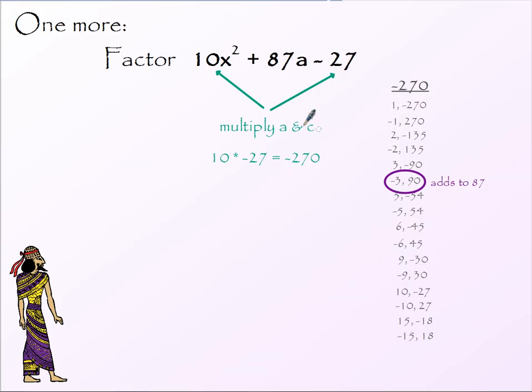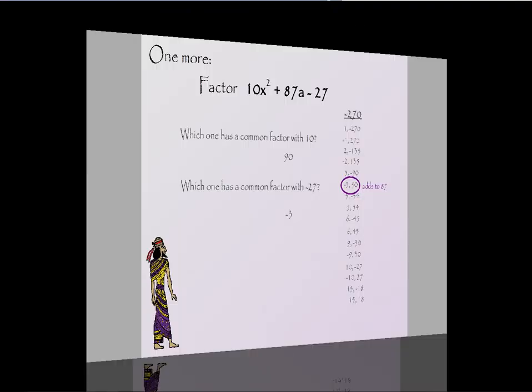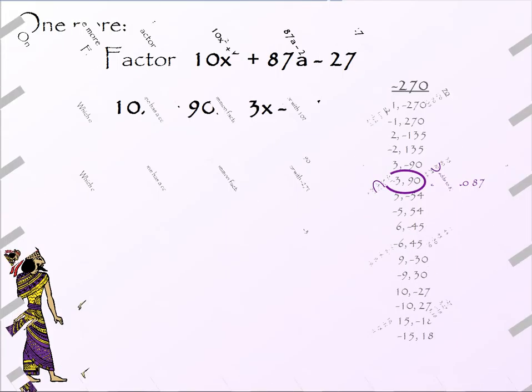So when I break these up, remember, one of these numbers is going to have a common factor with 10, and the other is going to have a common factor with negative 27. The 90 and the 10 are going to go together, and the negative 27 and the negative 3 are going to go together. So when I split up the middle term, got a little ahead of myself, sorry.